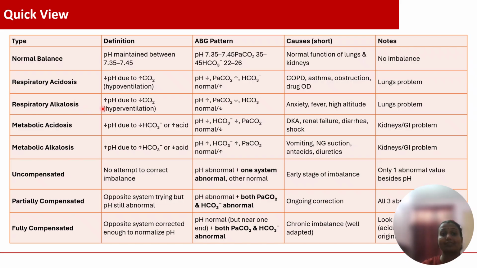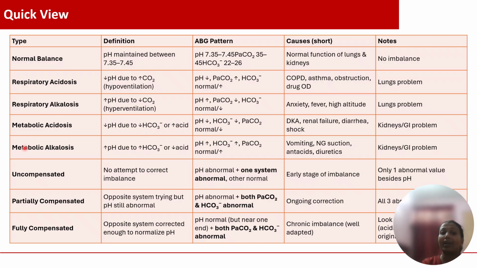Respiratory alkalosis: the pH will be increasing, due to decreased carbon dioxide from hyperventilation. We can see the ABG pattern in this way: the pH value will be increasing, the partial carbon dioxide will be decreasing, and HCO3 will be normal, or sometimes it will decrease as a compensatory mechanism. Causes are most of the time anxiety, fever, or high altitude. Lung related issues, we can say.